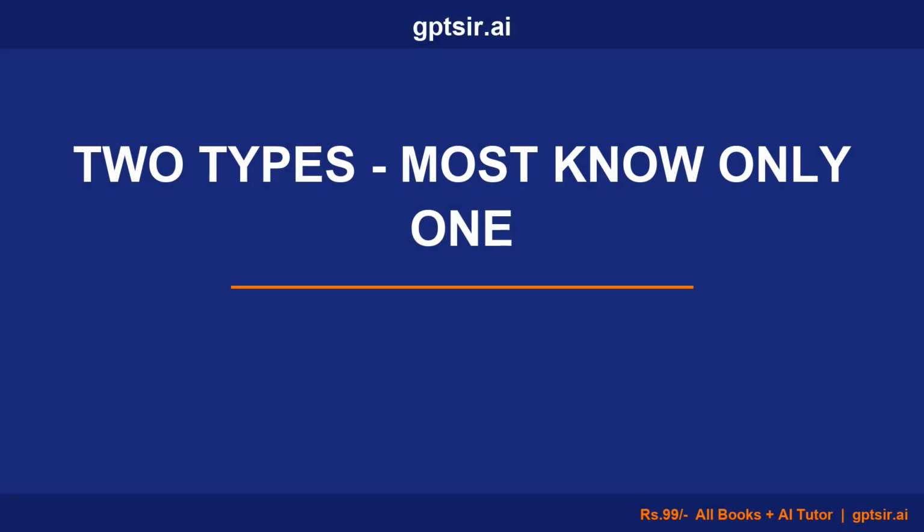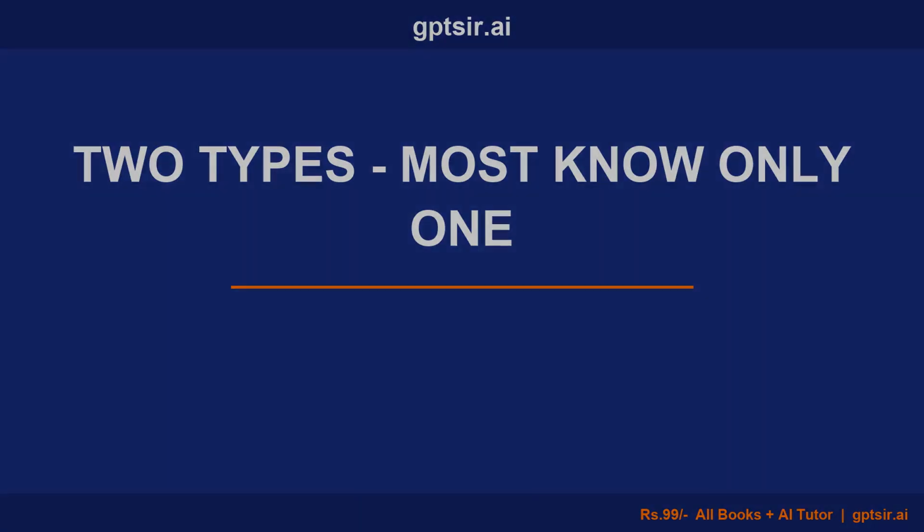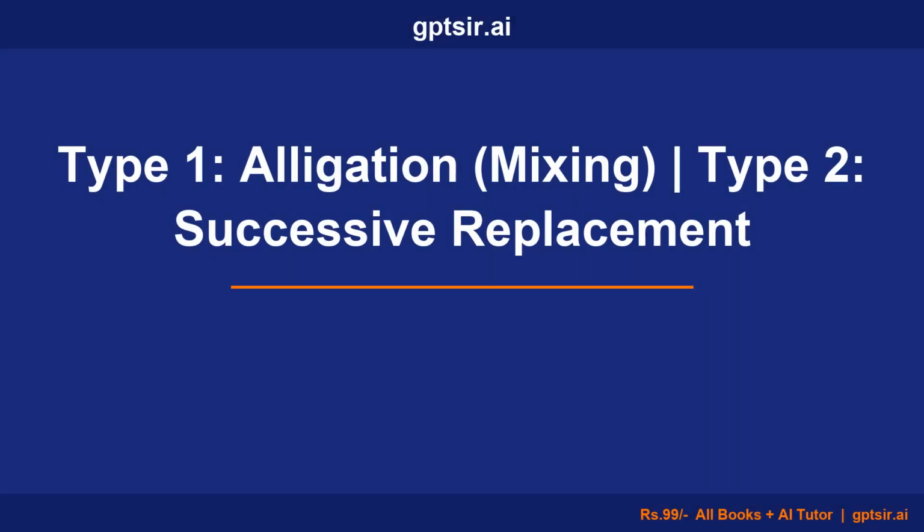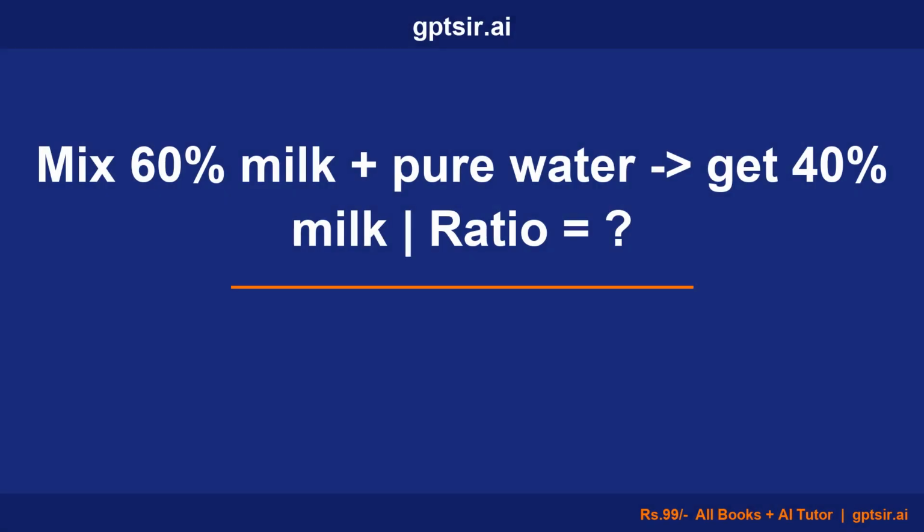Banking exams test two types of mixture problems. Most candidates only know one. Type 1. Mixing two concentrations. Type 2. Removing and replacing with water. Methods are different. Mix 60% milk with pure water to get 40% milk.